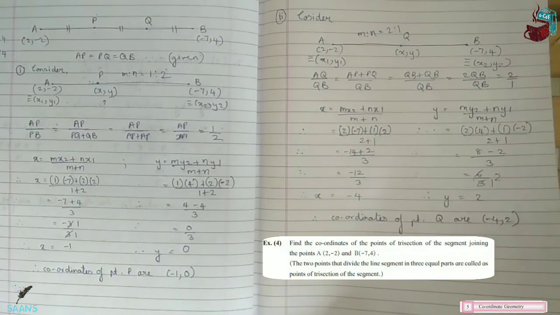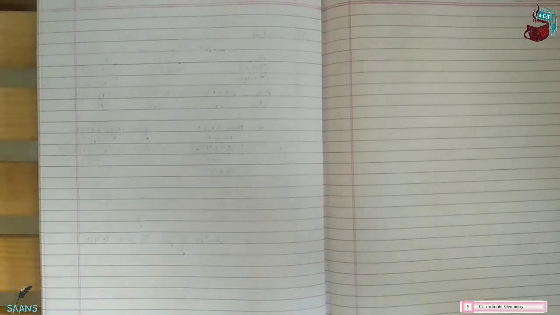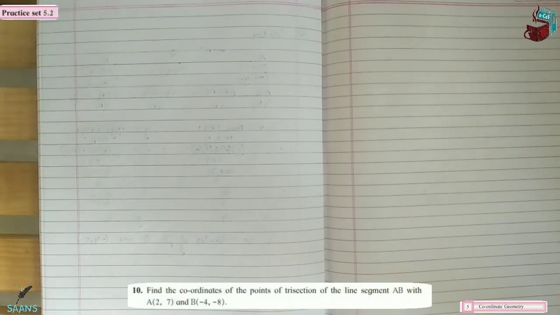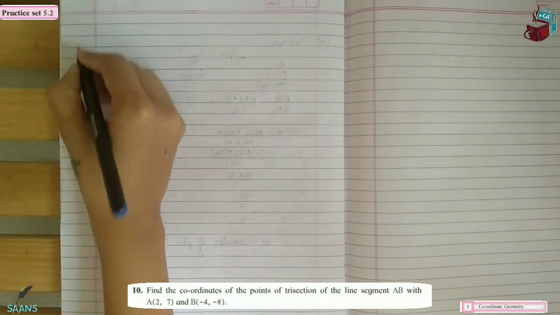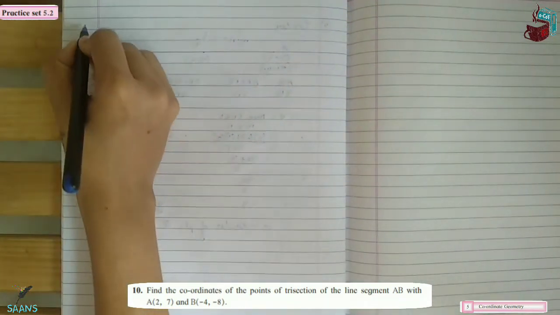Now we will be moving on to your sum number 10 of practice set. Find the coordinates of the point P, a point of trisection of the line segment AB. Now same thing, sum number 10 is also the same. Okay, it's exactly the same sum, there is no difference.